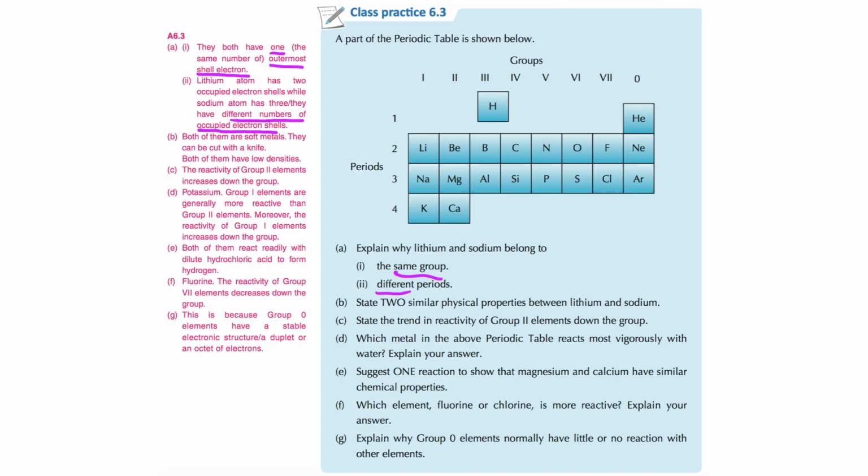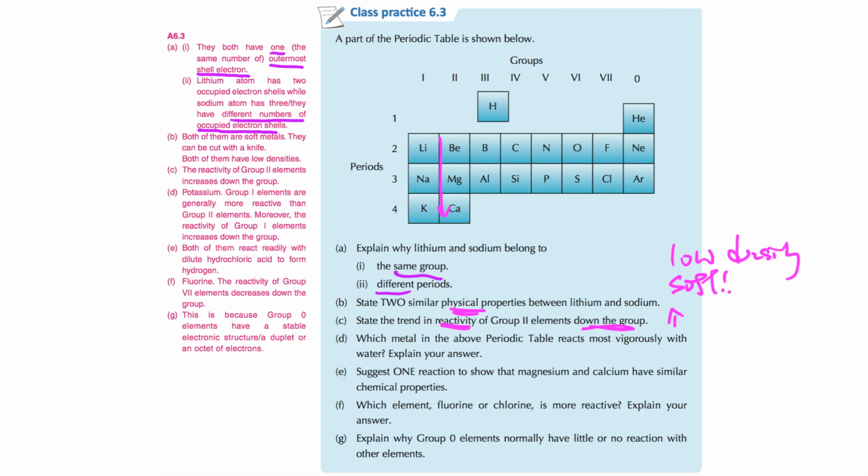State two similar properties between lithium and sodium. Both of them are group 1, so you may want to say that they have low density and they are soft, which are physical properties. Remember, don't mention anything like them reacting with water. Then, state the trend in reactivity of group 2 elements down the group. For group 2, when you go down, they will be more reactive. So reactivity increases down the group.